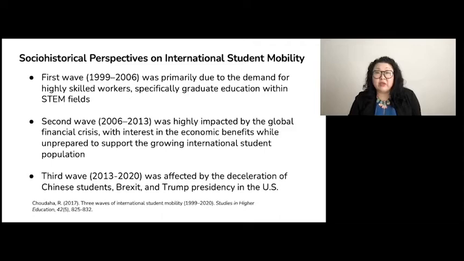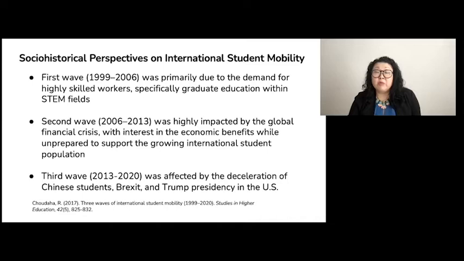The first wave focused primarily on the increasing demand for highly skilled talent, especially in science, technology, and engineering. Thus, within this first wave, the pull for international students was to help fulfill the needs of employers within the STEM field. The second wave was highly influenced by economic needs, much of it driven by the global financial crisis. Also, this was a time when we saw that institutions of higher education were unprepared to support their international student population because most of their attention was on the recruitment aspect. So this is really when international students were starting to become viewed more as financial commodities.